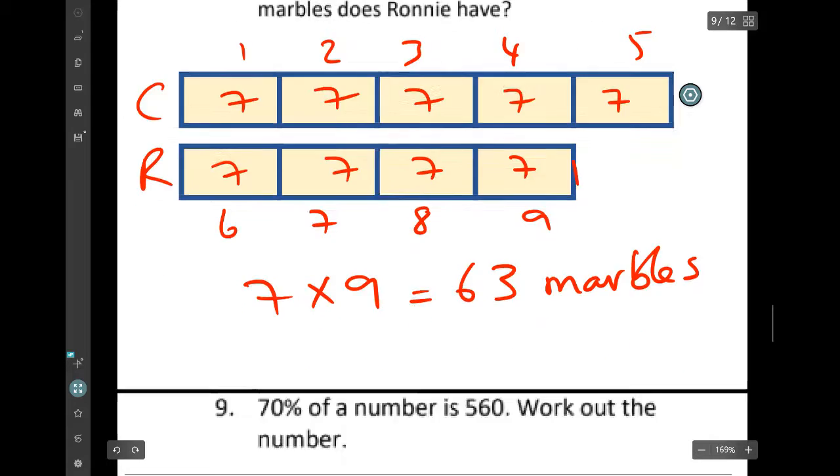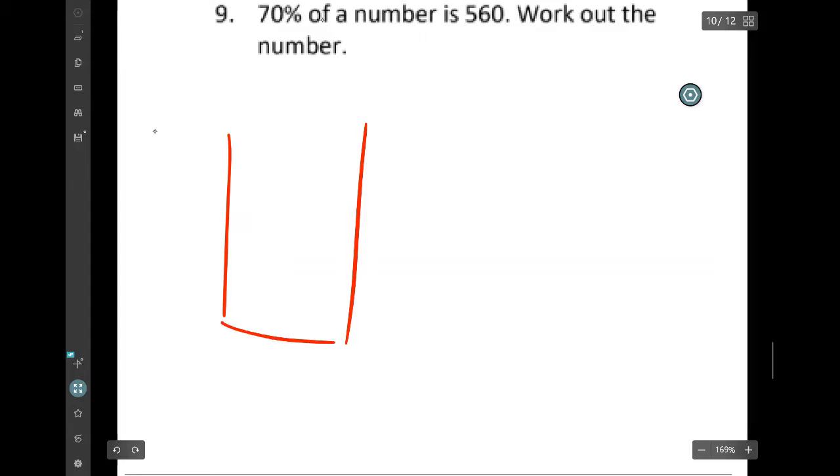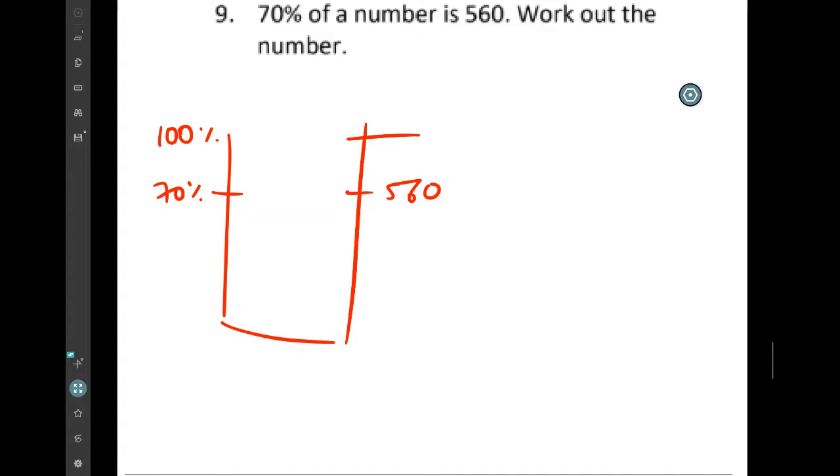Okay, question 9. 70% of a number is 560. Work out what the number is. So let's draw a percentage bar. 100%. We don't know what that is, but we do know that 70% is 560. So what else can we work out? Well, I think 10% might be something we can look at.